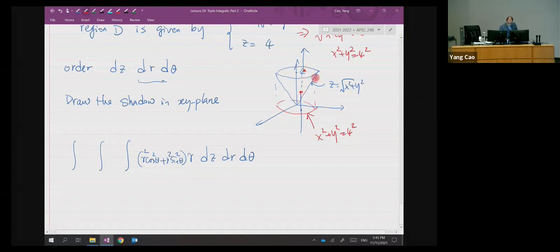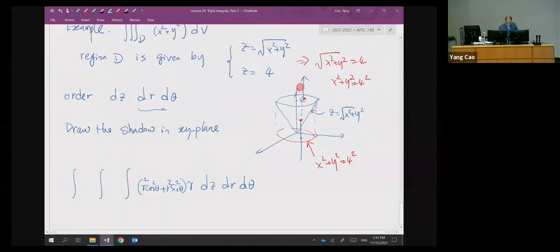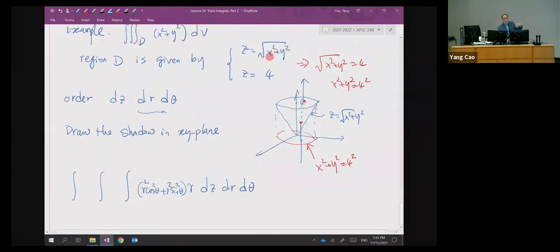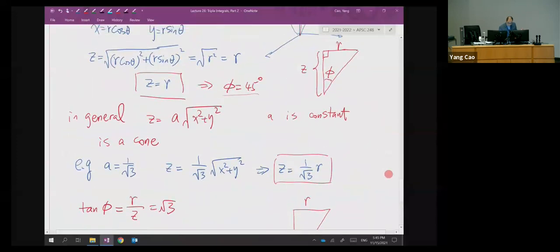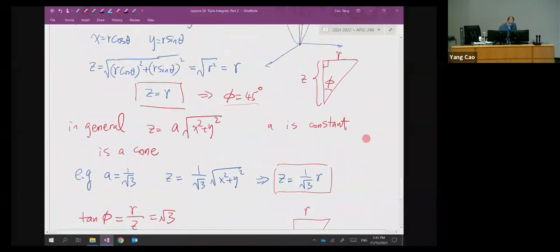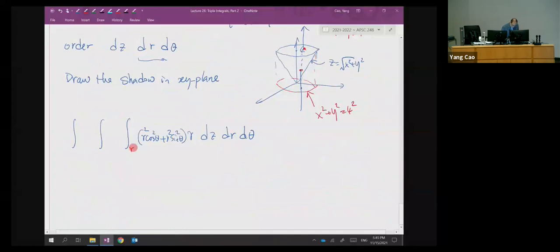So z min falls on the surface of the cone. And this is where you actually will make use of the results, or if you don't have it, that's fine. You can still calculate on the fly too, right? So the surface of the cone, as we have demonstrated, is z equal to r. Okay? So your z min is actually r, and your max is on the top surface, which is 4. That's your z limits. The r limits, you draw a reading line out of the shadow.